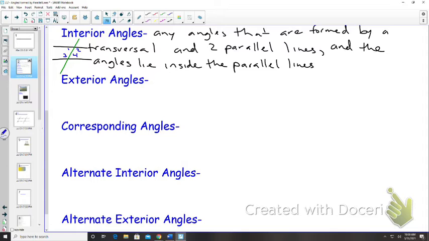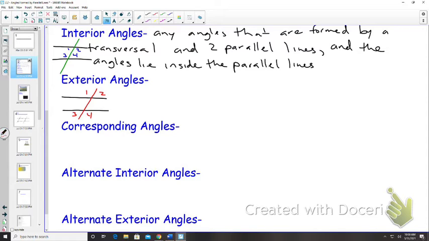Okay? So exterior angles are the opposite of interior angles. So these will lie on the outside of the transversal. So I'll draw my lines first. Okay? So there's our transversal, and exterior angles are 1, 2, 3, and 4.